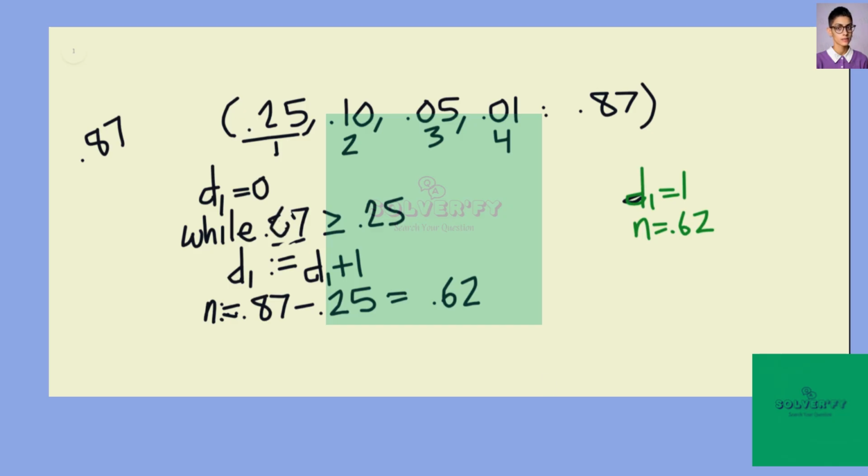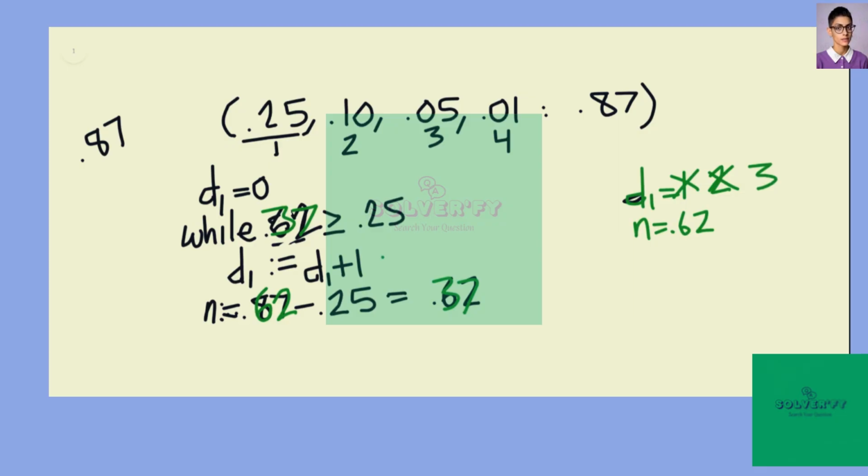Okay, so is 62 cents greater than 25 cents? Yes. So we're going to add one more to the denomination, so that's going to be 2. Then we'll subtract 25 cents from 62 cents to get 37 cents. And then, is 37 cents greater than 25 cents? Yes. So we will give ourselves one more quarter.